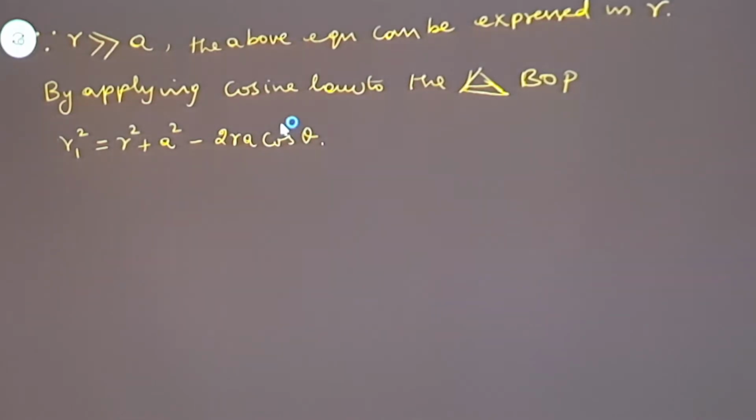I have to simplify this and get 1 by R1 from this so that I can replace that in equation number 3. How to simplify this? Instead of R1 square, you write again R1 square, taking R square as a common factor. When I am taking R square as a common factor, R square by R square is 1, plus the next step, A square divided by R square, minus 2. When I am dividing this by R square, I will be getting 2A divided by R into cos theta.